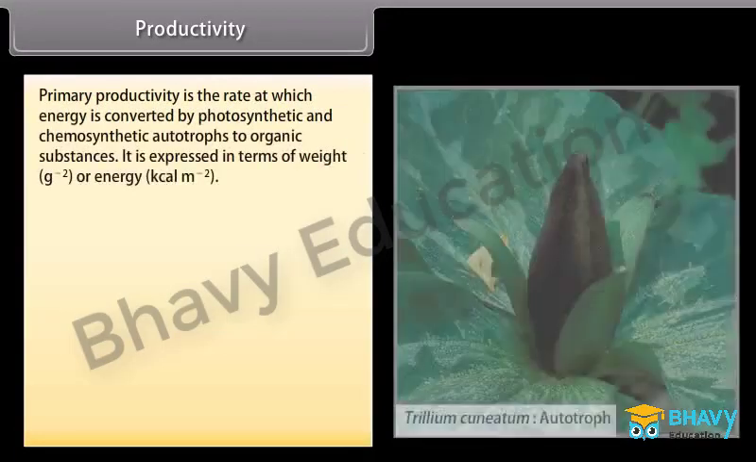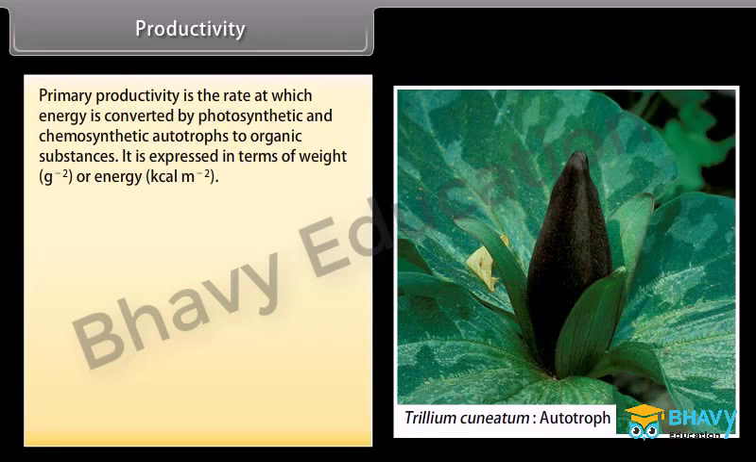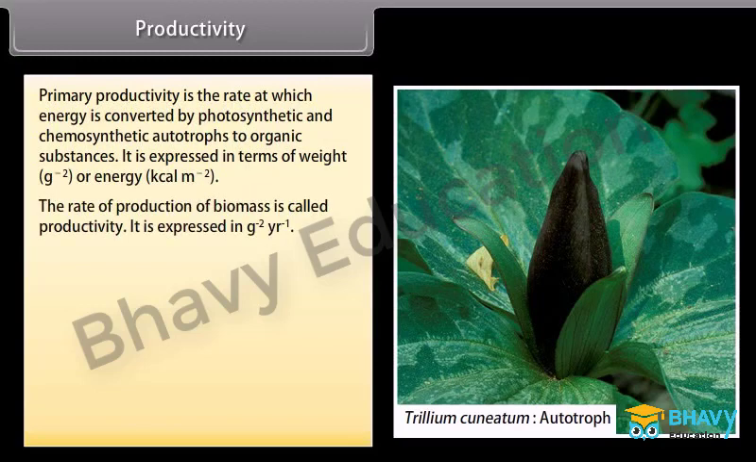Productivity. Primary productivity is the rate at which energy is converted by photosynthetic and chemosynthetic autotrophs to organic substances. It is expressed in terms of weight per gram square or energy kilocalorie per meter square. The rate of production of biomass is called productivity. It is expressed in per gram square per year.